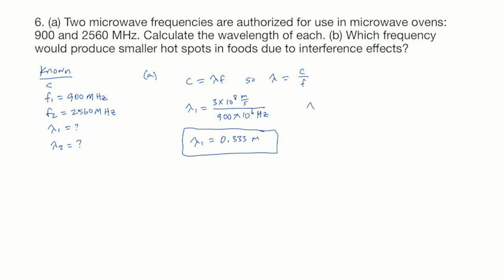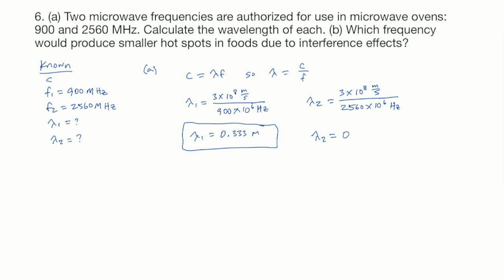Okay, lambda 2 is the speed of light, 3 times 10 to the 8 meters per second, divided by its frequency, 2560. We will replace the mega with a times 10 to the 6 hertz. Lambda 2 is 0.117 meters.